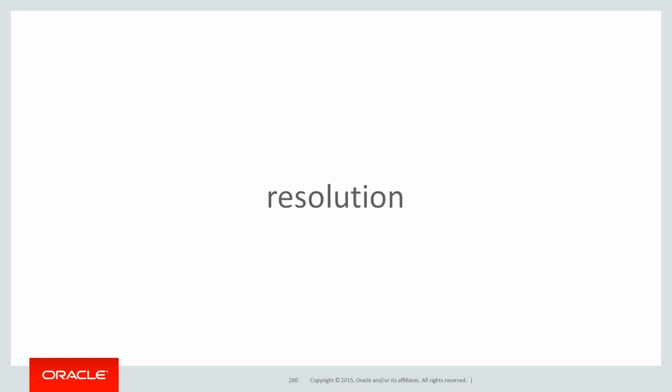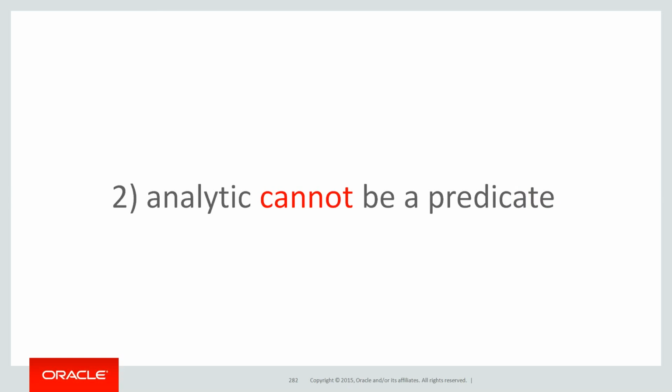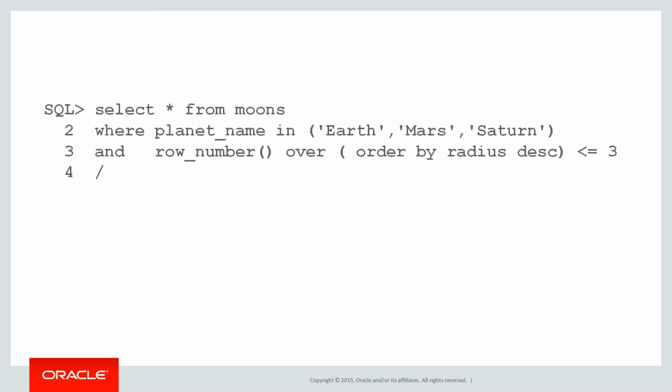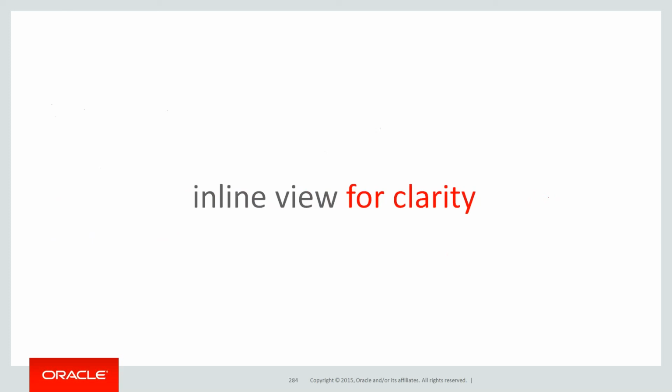And the way we solve that is we always apply the normal predicates first, and also we make sure an analytic is not allowed to be a predicate to resolve that ambiguity. It adds a bit of clarity. If I try and use an analytic in a where clause, you'll actually get "window functions not allowed here". You actually can't do it. You have to use an inline view, which adds some clarity.